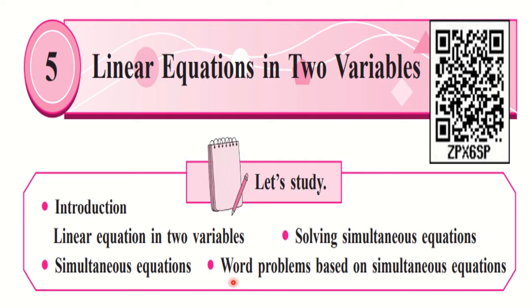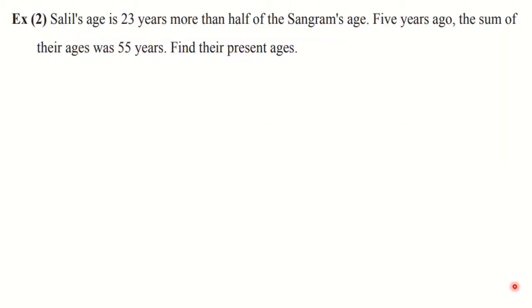Then in the previous lecture we have started with word problems based on simultaneous equation. There are various types of word problems based on age, based on time, speed, then based on numbers, two-digit numbers and all. So various word problems we have. We were discussing the solved examples. In that, the first solved example was discussed by me. Now let us go towards the second solved example.